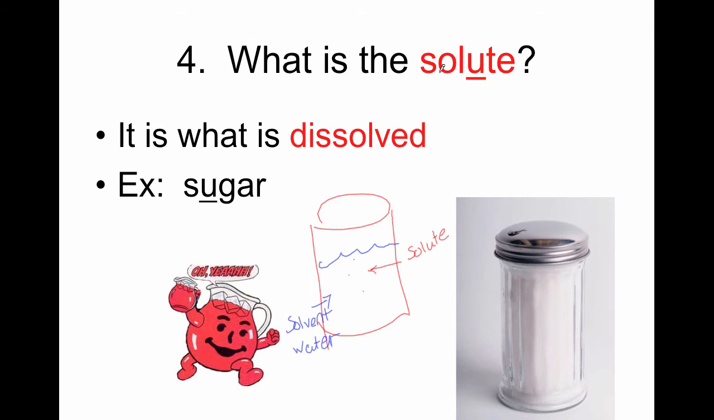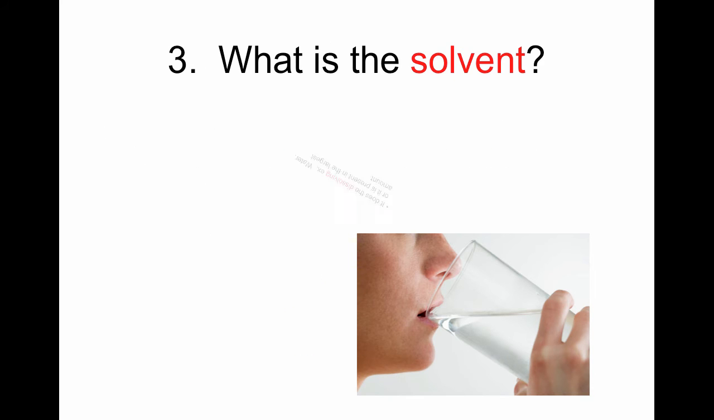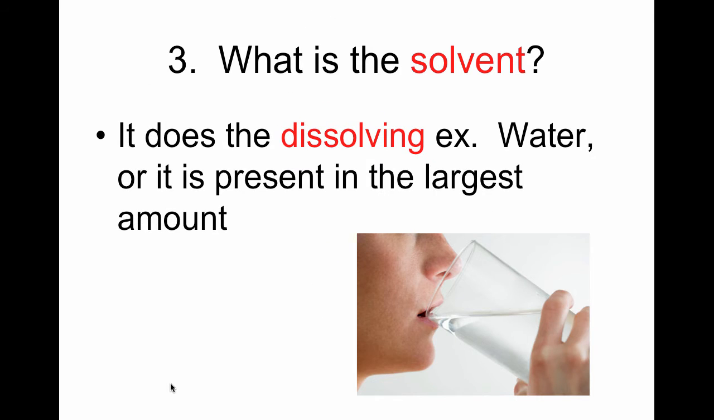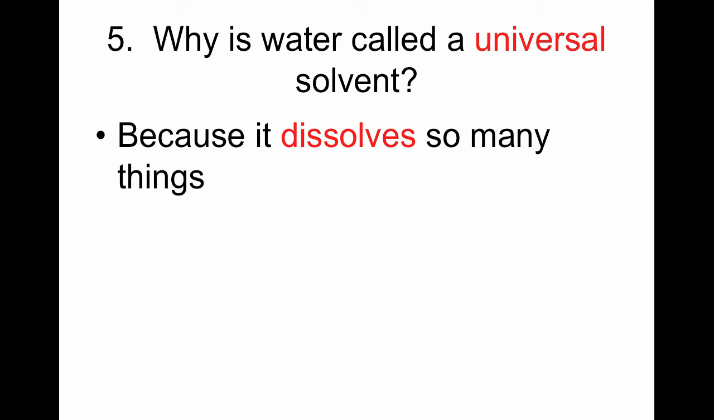A good way to remember that is solute has the U in it, and that reminds me of sugar. And so that helps me to remember that the solute is what's being dissolved, where the solvent is what's doing the dissolving, like the water. So again, water is called the universal solvent because it dissolves so many substances. It universally dissolves. Most, not all. There's a lot of substances water does not dissolve, but it is a universal solvent.